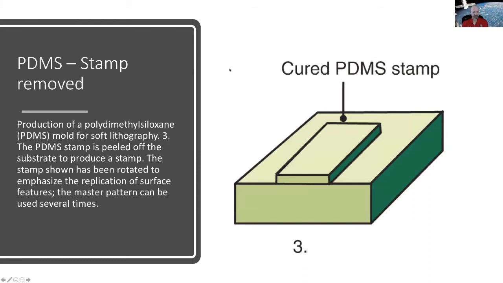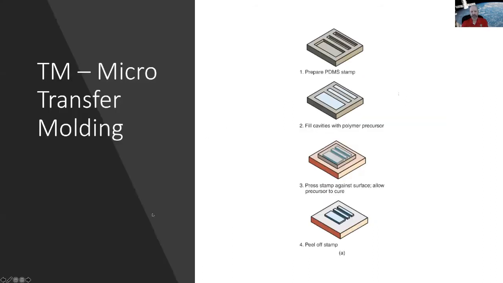Okay, so PDMS stands for polydimethylsiloxane. It's a mold for soft lithography. So this is how you would go ahead and transfer patterns into other materials and make stamps. And again, these are on a very small scale. So we're talking about making small things.